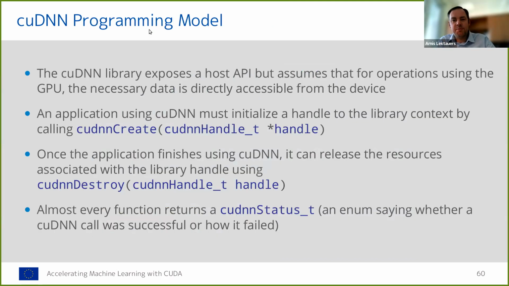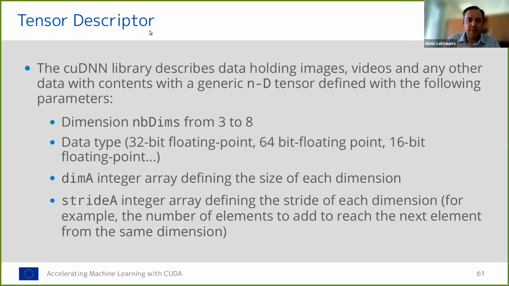The cuDNN library exposes a host API, but of course everything at the end is executed on the GPU. For different data types, specific descriptors and handles are used, for example for tensors, for weights or filters, and so on. For everything, an appropriate descriptor is used before we can use cuDNN for actual computations.